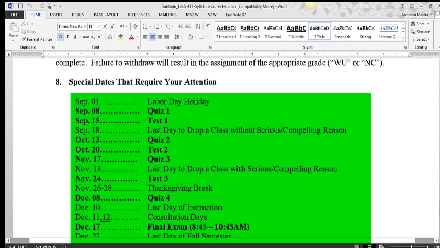Some of the major holidays are listed here. The quiz dates are listed in bold. Tests are also listed in bold. The last day to drop a class without serious or compelling reason is September 18th. And the last day to drop a class with serious or compelling reason is November 18th.